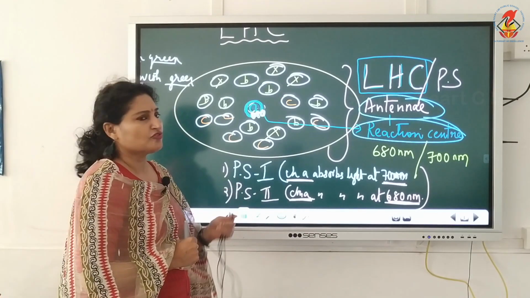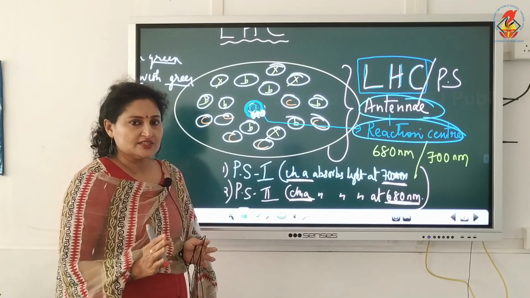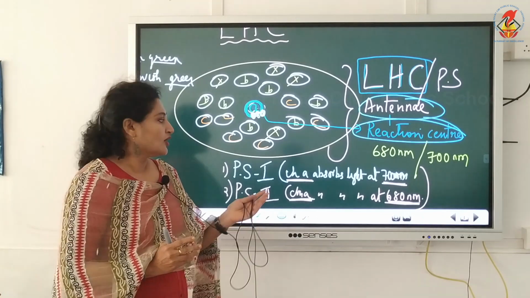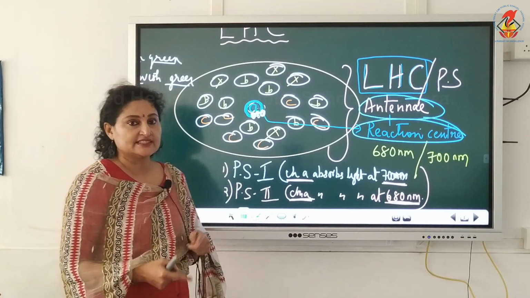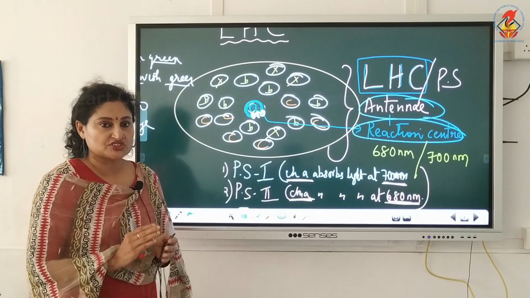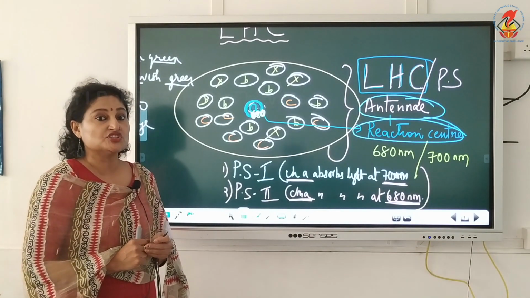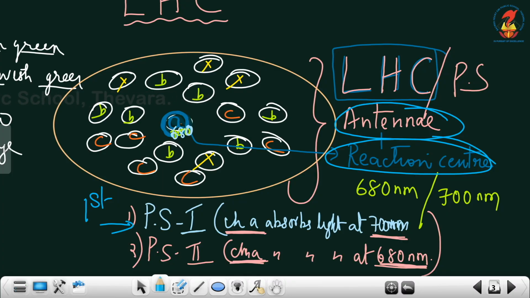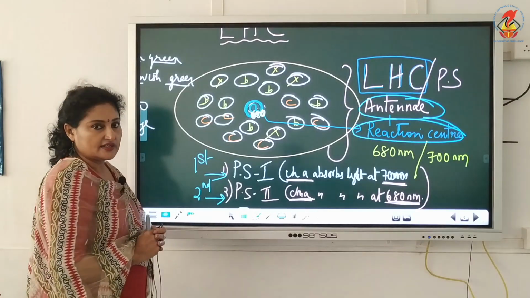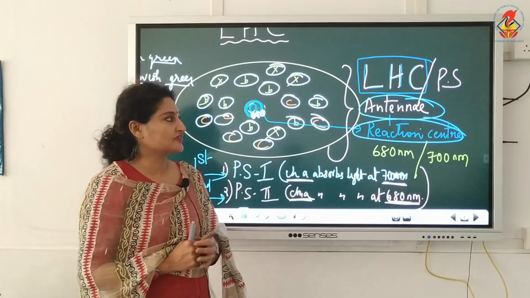Now, why is it called photosystem 1 and photosystem 2? Here, don't misunderstand: it is not that 1 is functioning first and 2 is functioning second during the light reaction. It is not based on the sequence of the function, it is based on the sequence of their discovery. The first to be discovered was photosystem 1 and later photosystem 2 was discovered. Clear? So, it is based on the sequence of their discovery.